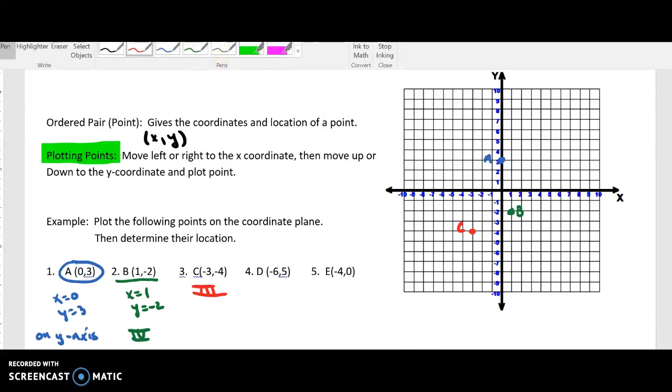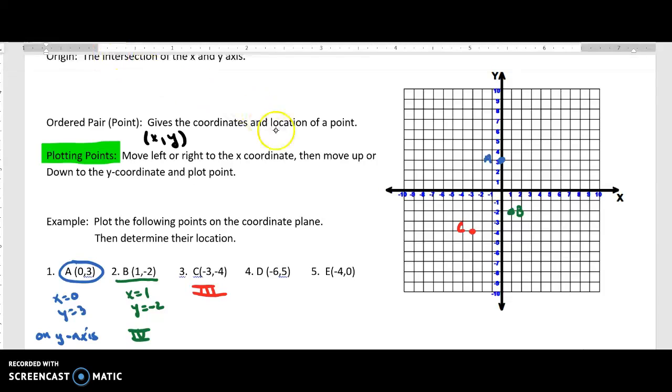Point D. I look at point D is at (-6, 5). So x is -6, so we're going to go left to -6. Y is +5, so we're going to go up to +5. Plot our point, and that is point D. All right. And what quadrant is that in? Quadrant 2.